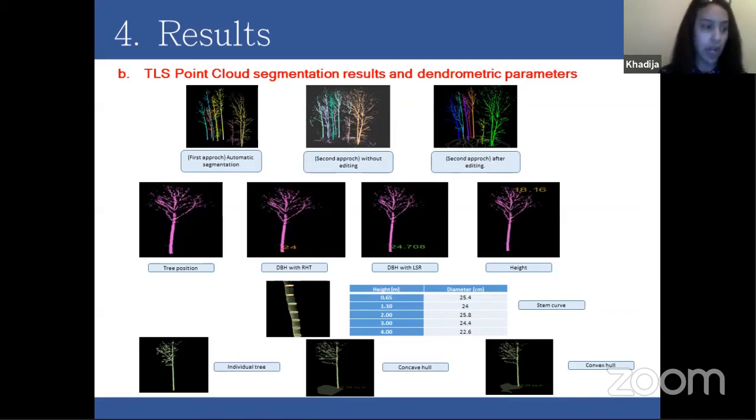DBH, using RHC and LSR algorithms. H, also using RHC. The stem curve: the results are in the form of a list of diameters corresponding to each edge of the curve. Concave and convex hull are other examples of dendrometric parameters that we can extract from TLS data.